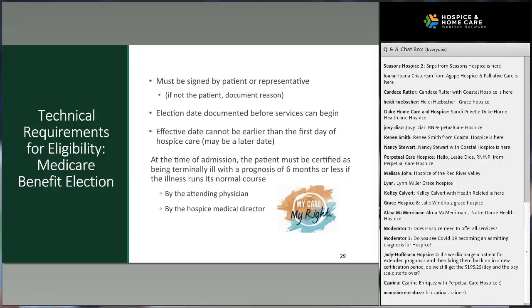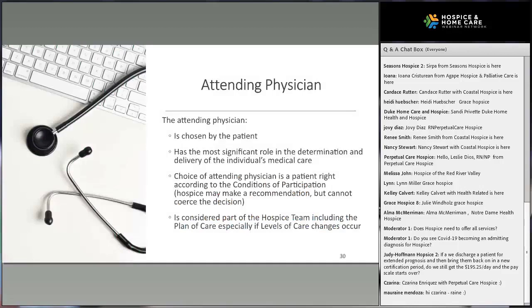At the time of the admission, the patient must be certified as being terminally ill with a prognosis of 6 months or less if the illness runs its normal course. It must be certified, as I mentioned, by 2 physicians: the attending physician, who is the patient's attending physician and might be the physician that actually referred the patient to hospice, and also the hospice medical director. The attending physician generally is chosen by the patient and has the most significant role in the determination and delivery of the individual's care.